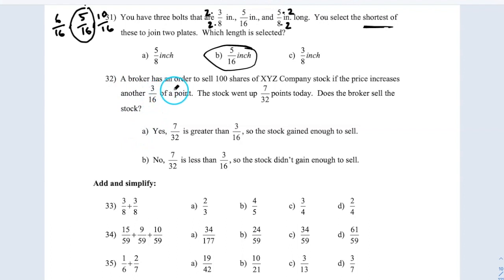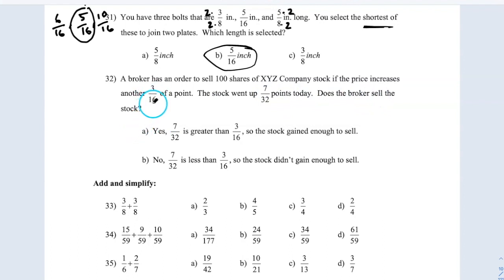32. A broker has an order to sell 100 shares of whatever company, right? If the price increases another 3/16 of a point. The stock went up 7/32 points today. Does the broker sell the stock? So read it again, twice, 3 times. The idea is he's going to sell this company if the price goes up this amount. Today, it went up this amount. Did the broker sell it or not?